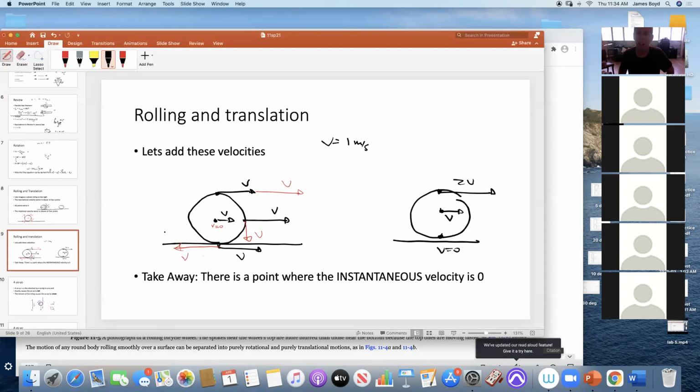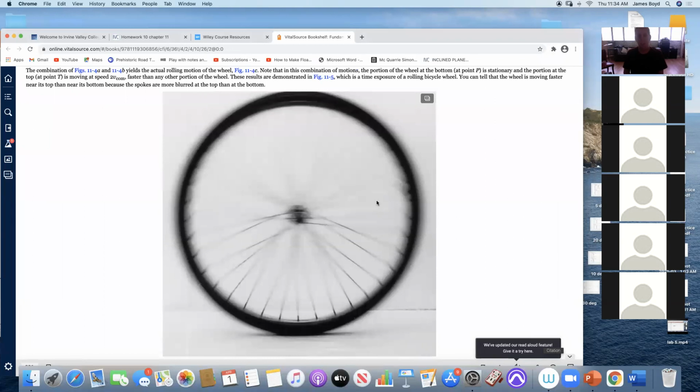Why is it 2v though? Because it has translational velocity and it has rotational velocity. It's both rotating and translating at the same time. I know it's weird that it would double it up, but it does. So it's like twice as fast as the translational velocity. So look at the top here. You can't even see the spokes anymore at the top because it's moving so fast. It's kind of like you added them.